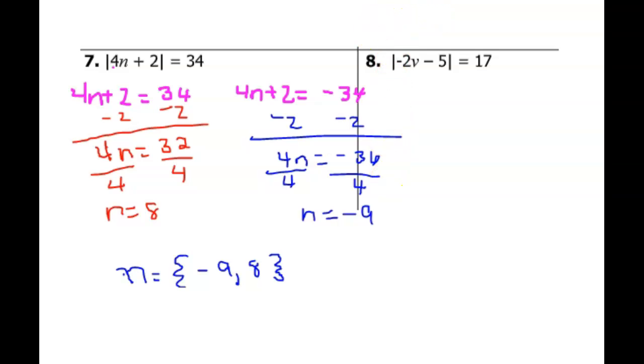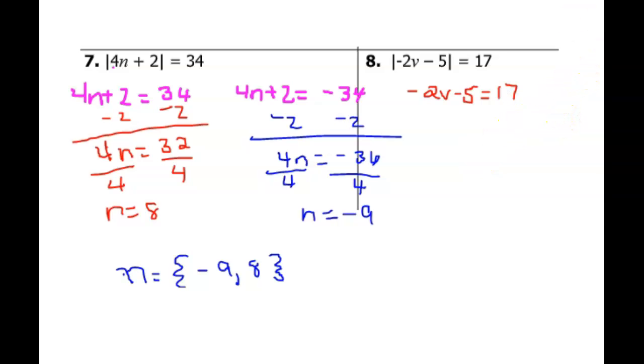Let's look at number 8. First step, I'm going to look and make sure it's isolated. The absolute value is by itself. So I'm going to take what's inside, negative 2v minus 5, and set it equal to the positive of what's on the other side of the equation, so positive 17.